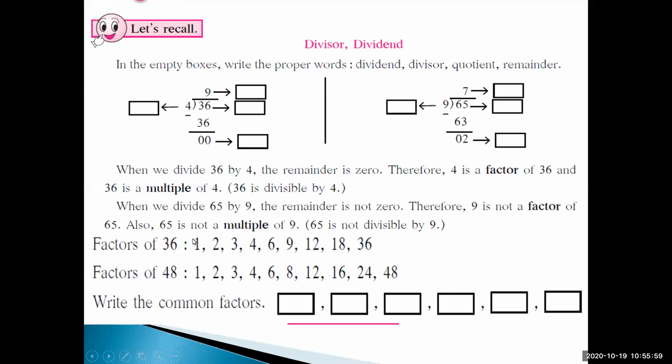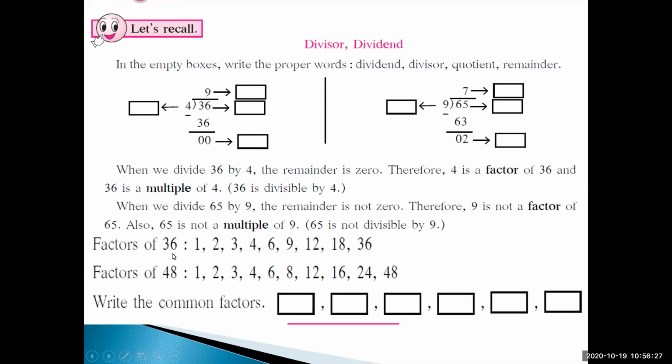So the lowest factor of any number is what? 1. The lowest factor of any number is 1. For example, the first factor of 36 is 1. In every number, the first factor is 1. Then we check the divisibility.